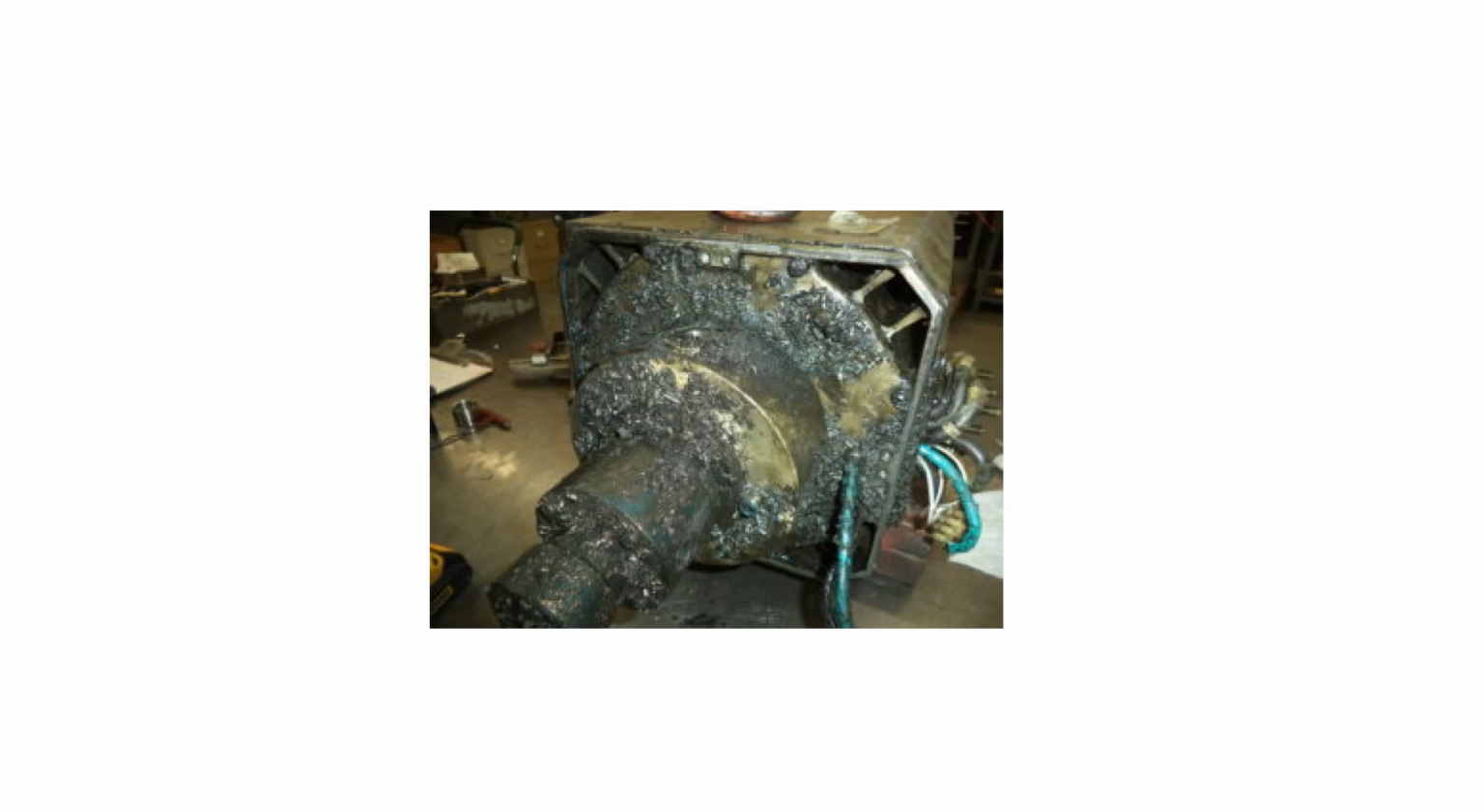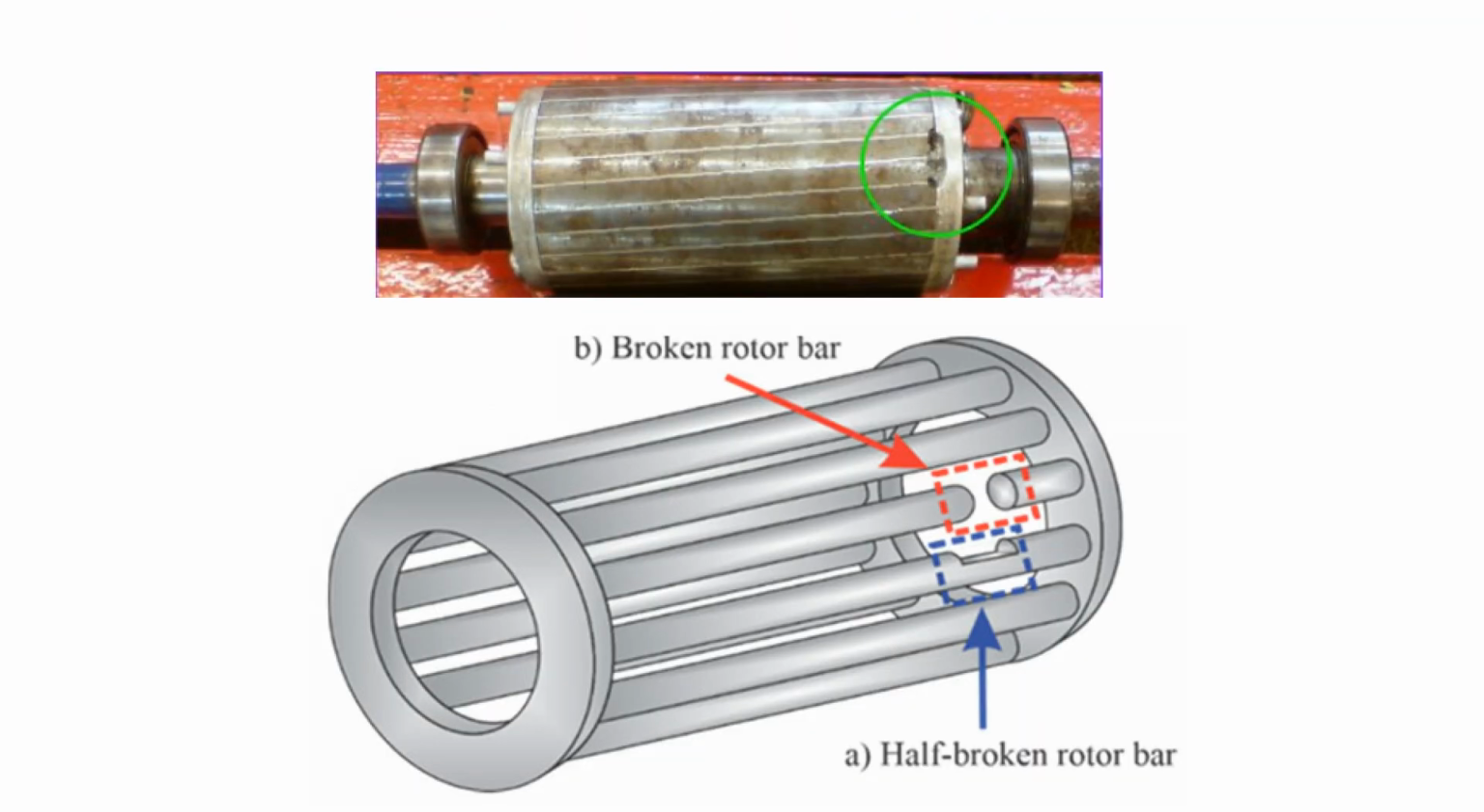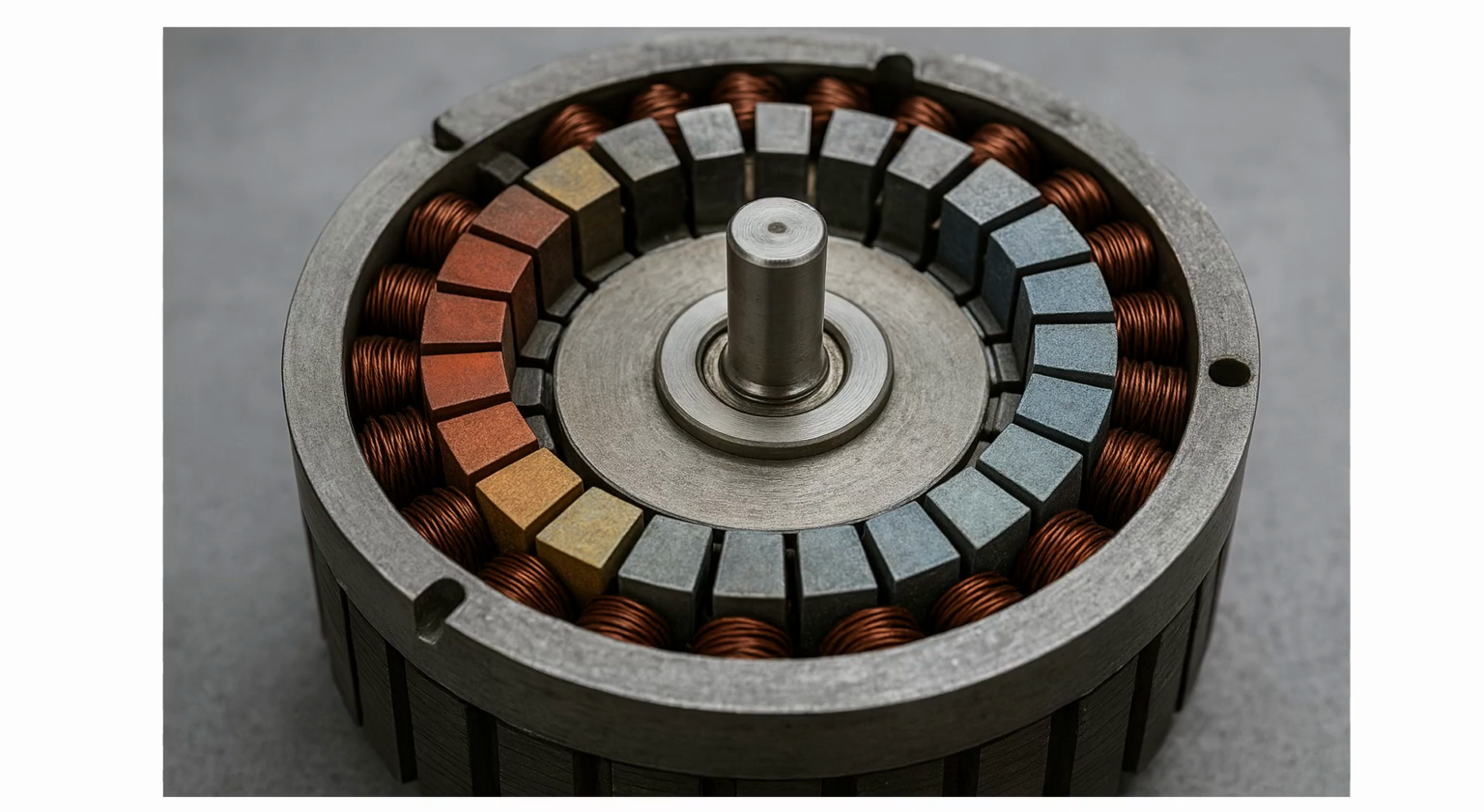Electrical faults such as winding short circuit, broken bars, or partial demagnetization in permanent magnets can remain hidden in early stages. They slowly degrade the performance until they finally lead to total failure.